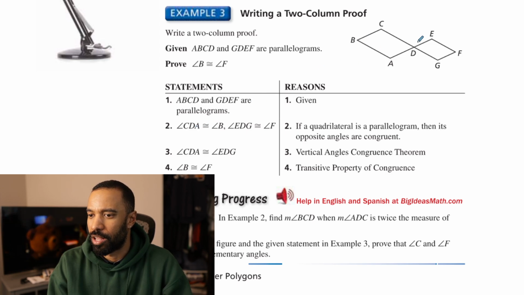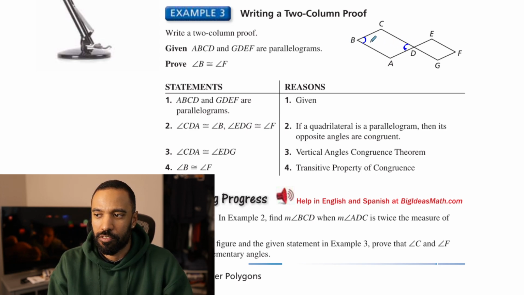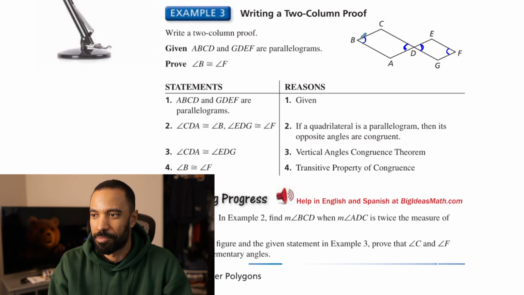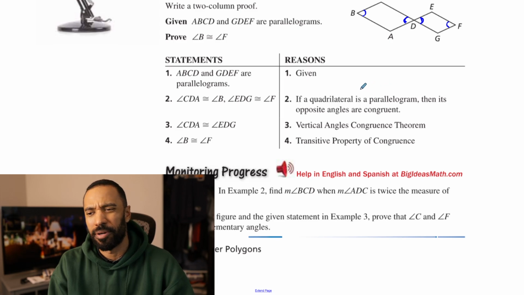Well, given that they're parallelograms, they can say CDA is congruent to angle B because opposite angles of a parallelogram are congruent, and they're also going to say the same thing for EDG and F. And these are vertical angles, so they're congruent to each other, so that's why I'm using single marks for both of these. So by the transitive property, we can go ahead and say B is congruent to F. Something connects to something connects to something. There's basically a link down the chain that B is congruent to F by the transitive property.